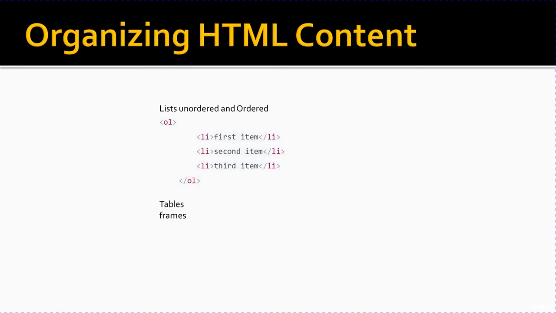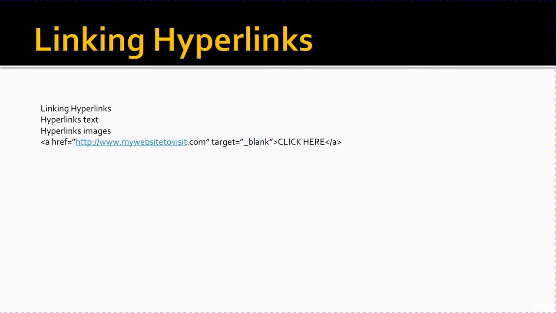There's different ways to organize your HTML content. Once you're building out all of those tags, there's options that you can use. When you're creating lists, you can do unordered lists, ordered lists. We also have tables, frames. These are just ways to contain content in different ways.